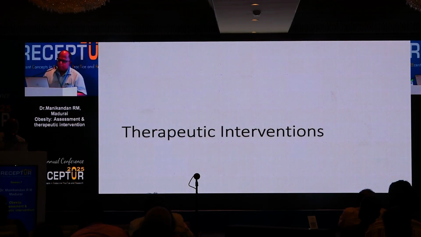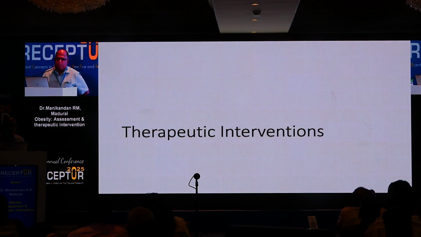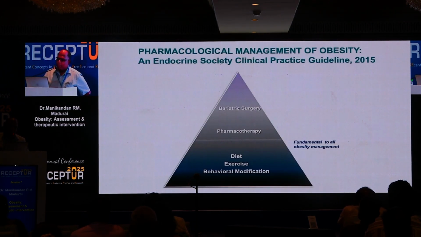So looking into the therapeutic interventions, as I said earlier, the reason why we are having lots and lots of talk about obesity is there are newer therapies available which are helping us manage this condition better. But whatever the newer therapies, I think we still follow what has been projected in various guidelines for a long time. So diet, exercise, and behavioral modification play a very important role. We have pharmacotherapy. If everything fails, we can refer them for metabolic surgeries. We don't call it bariatric surgery anymore, metabolic surgeries, and they're very effective.